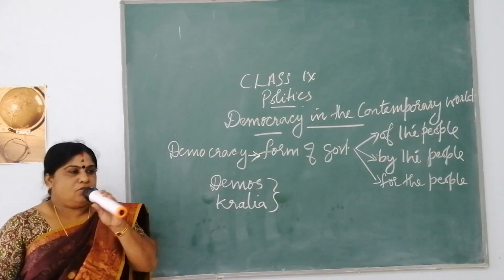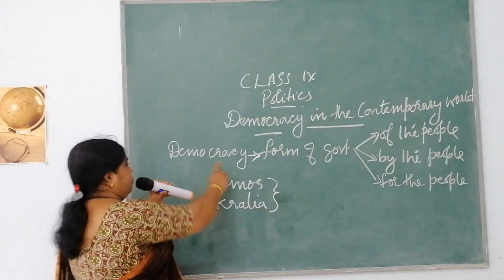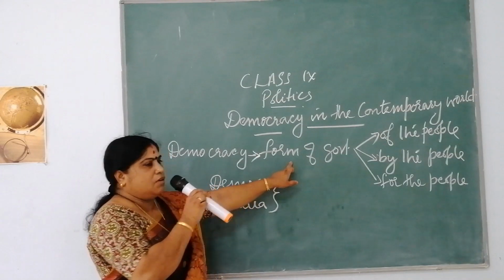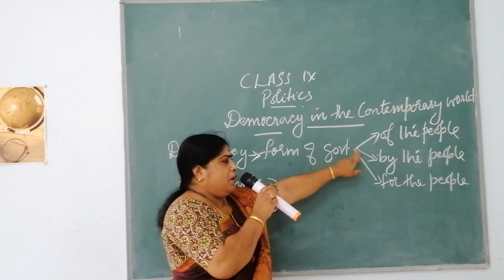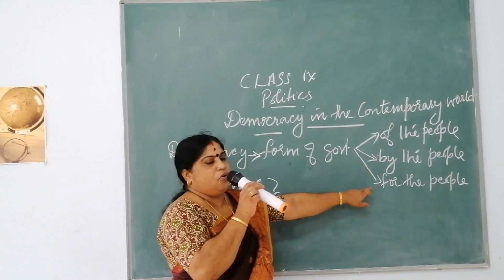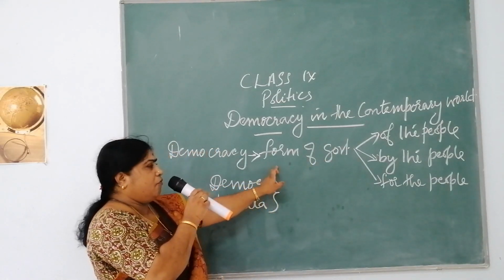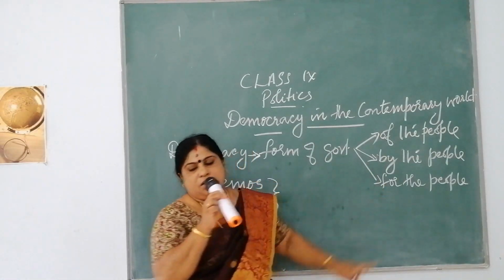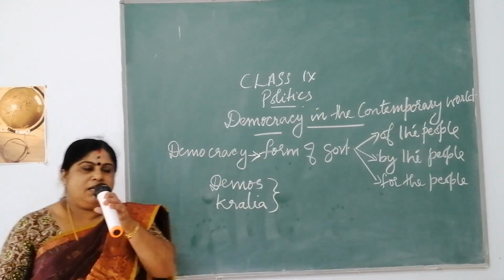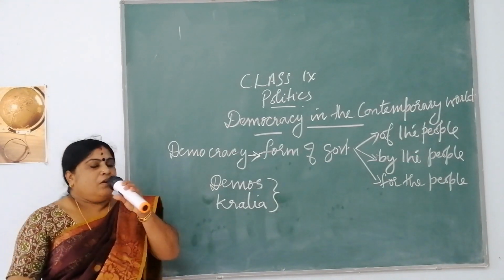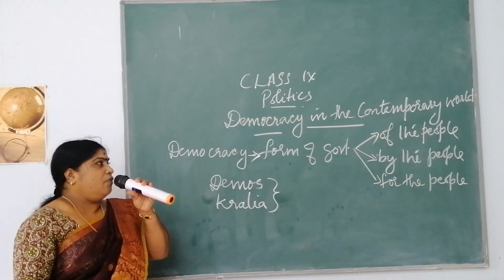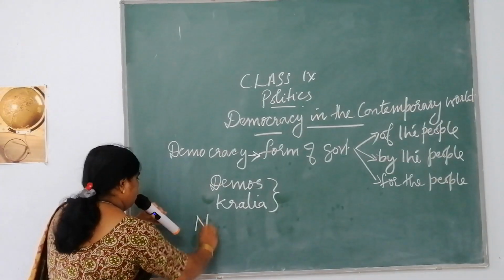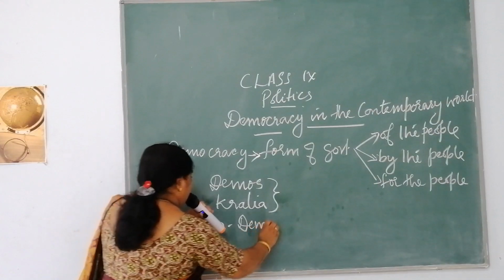Now, moving on to the definition of democracy, what is democracy? Democracy is a form of government of the people, by the people, and for the people. As told in the introduction above, there were different forms of government prior to the emergence of democracy, which you call non-democratic forms of government.